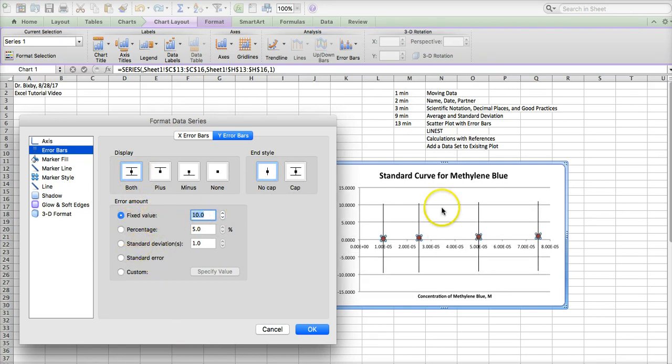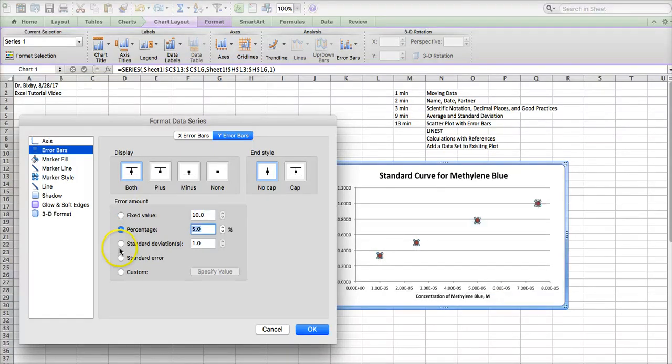Fixed value, 10. No, that's unreasonable. That doesn't mean anything, right? A percentage also doesn't mean anything unless you've only got one set of measurements and you know that your instrument is plus or minus 5%. Standard deviation, one standard deviation or more. I'm actually not sure how it calculates this, but it's not referencing your actual data, so you don't want to use that either.